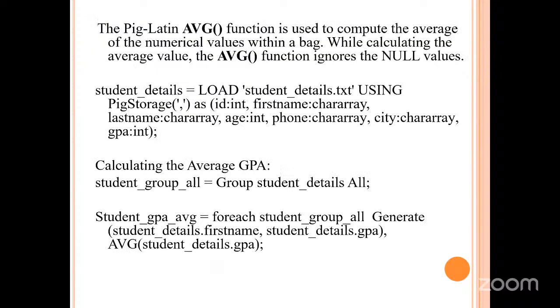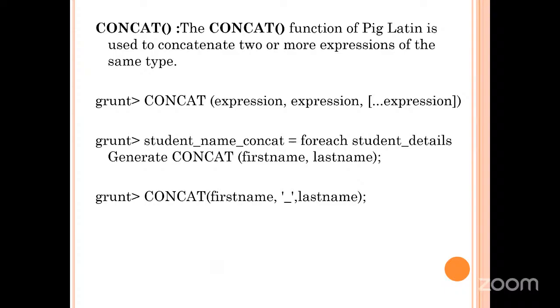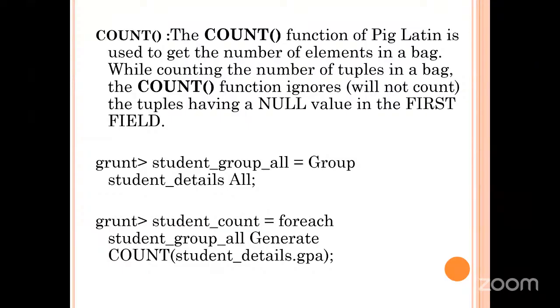Next, you're having the average function. Just write down the AVG function. Next, you have the concatenate function. What do you mean by concatenation? Joining two tables, that is, the second table is attached at the end of the first table, right? Next one, count. We have used the count function in architecture, right? Count.